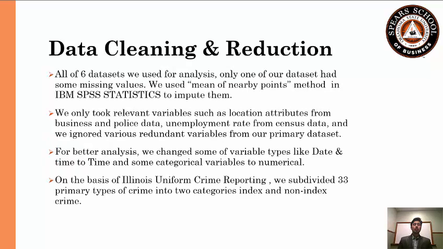and business data. Coming on to the data cleaning and reduction, we had 6 data sets in our analysis, and only one of our data sets had missing values in it. We used the IBM SPSS statistics to impute the missing values using the mean of nearby points approach. Also, we only included the relevant variables in the final dataset so as to make the dataset compact and relevant. For better analysis, we even changed some of the variable types like date and time into categorical, and some category variables to numerical variables. And also on the basis of Illinois Uniform Crime Reporting, we subdivided 33 primary types of crime into 2 categories, that is indexed and non-indexed crimes.